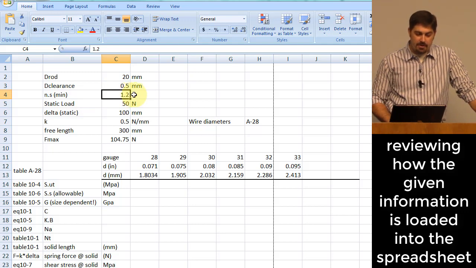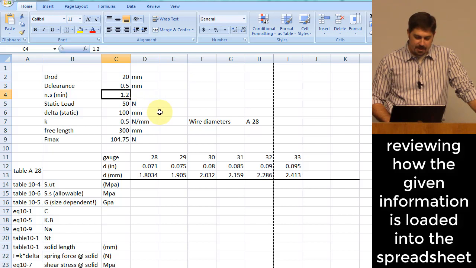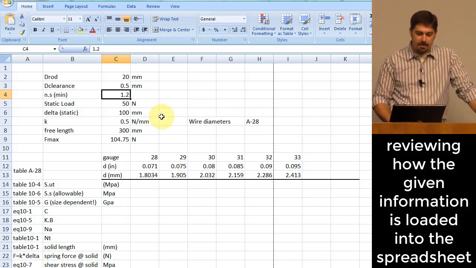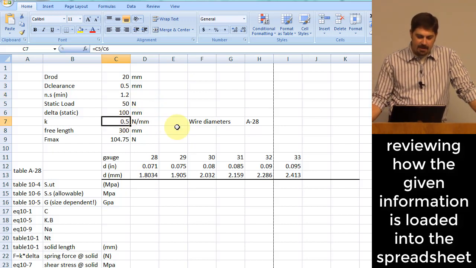And something to note here is that this is a minimum value. So what that means is that if I have a factor of safety larger than that, that's okay, but I don't want a factor of safety smaller than that, at least if I can help it. All right, so the next thing I've got is that my static load is 50 newtons, and my amount of deflection whenever it drops down is going to be 100 millimeters. And then I use my spreadsheet to calculate what my K value is there.